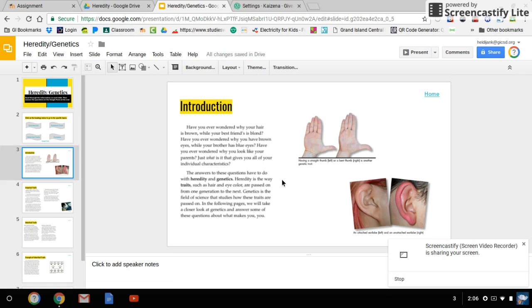Have you ever wondered why your hair is brown while your best friend's is blonde? Have you ever wondered why you have brown eyes while your brother has blue eyes? Have you ever wondered why you look like your parents? Just what is it that gives you all of your individual characteristics? The answers to these questions have to do with heredity and genetics. Heredity is the way traits such as hair and eye color are passed on from one generation to the next. Genetics is the field of science that studies how these traits are passed on. In the following pages, we will take a closer look at genetics and answer some of these questions about what makes you, you.